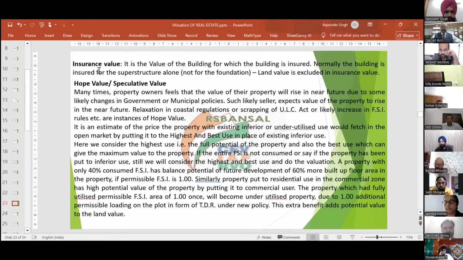And hope value or speculative value. Let us suppose you buy a property in a particular area and you know that in the coming days there will be a construction of a metro in that area. Because of construction of metros, the rates of the properties will increase manifolds. There is speculation, there is hope that because of certain reasons the values will increase in the near future. That is called speculative value.